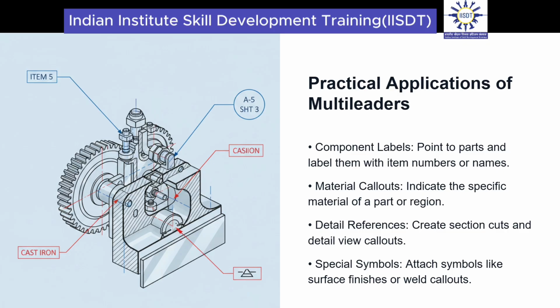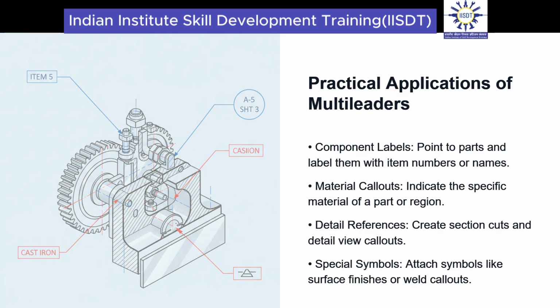In architecture, multi-leaders are the standard for creating detail references. A circular bubble containing a number and a sheet reference can be attached to a leader, directing the viewer to a magnified detail view on another drawing sheet. They are also perfect for attaching specialized symbols directly to a feature. A multi-leader can point to a machined surface and have a standard surface finish symbol as its content, or it can point to a joint between two parts and display a complex welding symbol. They can even contain dynamic fields that link to an object's properties, so the annotation updates automatically if the object changes. From simple labels to complex data-rich symbols, multi-leaders are the go-to tool for connecting information to geometry.